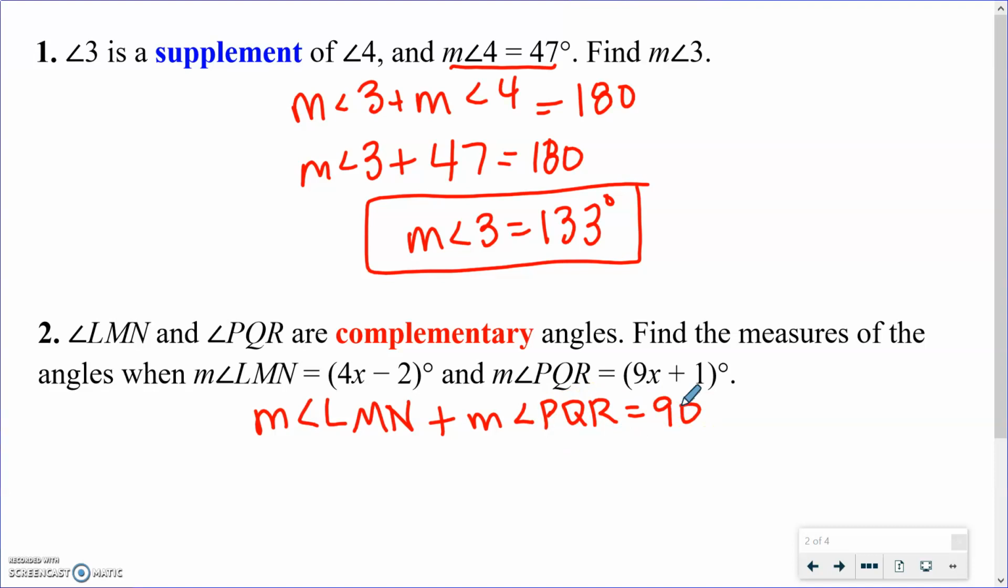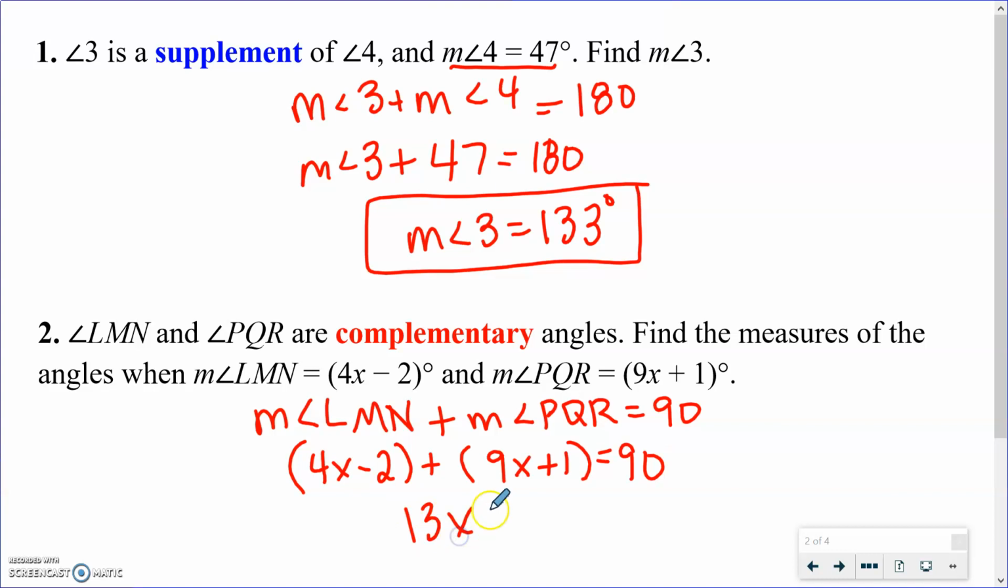So I know that if I add those two together, they're complementary, so they're going to equal 90 degrees. Then I can substitute in the angle measures that we know with the variables. I can then combine like terms. So I get 13x minus 1 equals 90. So 13x is equal to 91. So x is equal to 7.